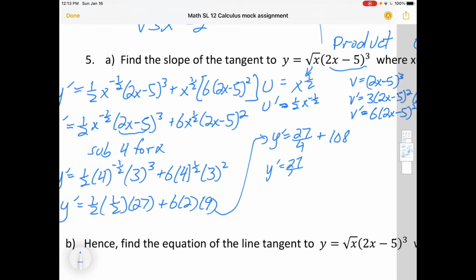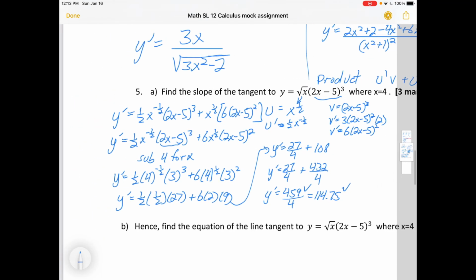So I'm going to go to a common denominator. 108 doubled is 216. Quadrupled is 432. And so y prime is 459 over 4, which is equal to, let's see, 440 would give us 110, 114.75. Okay, either of these are good. So we've found the slope.